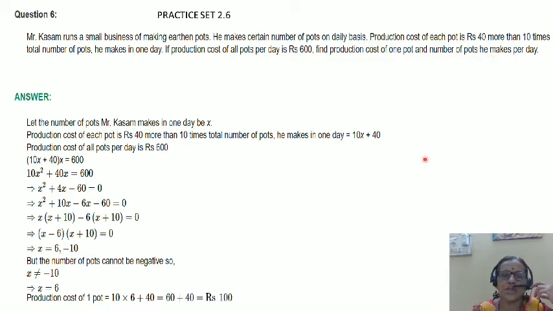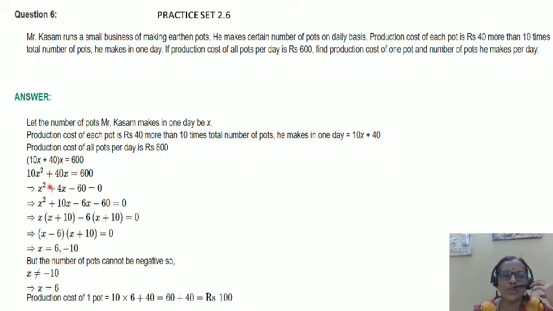This is your question. So let the number of pots he makes in one day be x, and therefore the production cost of each pot is rupees 40 more than 10 times the total number of pots. So 10 times is 10x, and 40 more, so plus 40: 10x plus 40. The production cost of all pots per day is 600. So 10x plus 40 into x is 600.